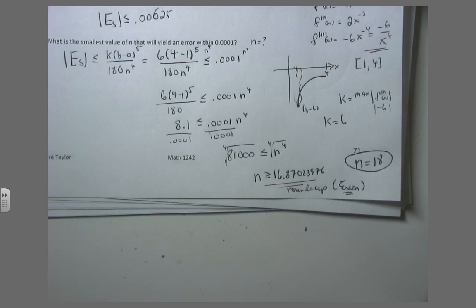Does that make sense? Don't forget what. Trapezoid and midpoint rule, you don't care. Even or odd, don't care. But Simpson's rule has to be even. Don't forget to keep that in the back of your mind.